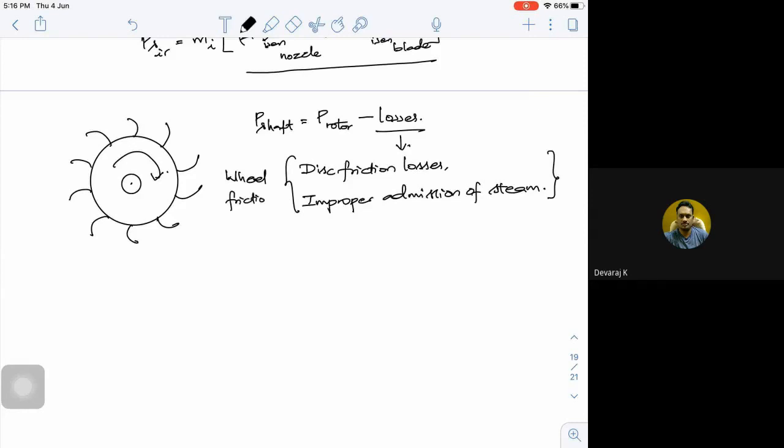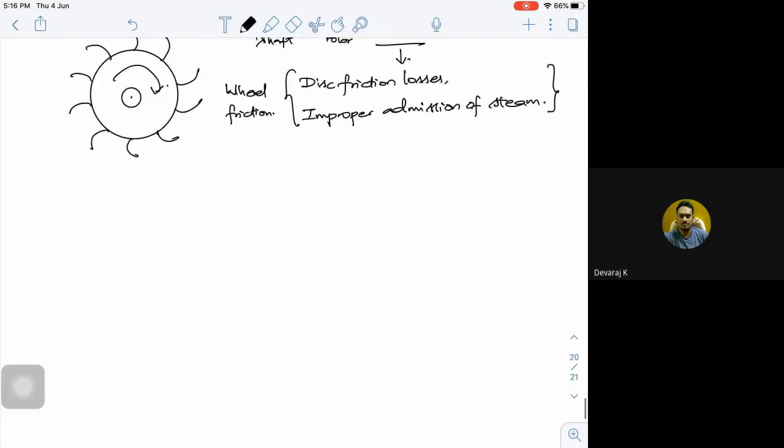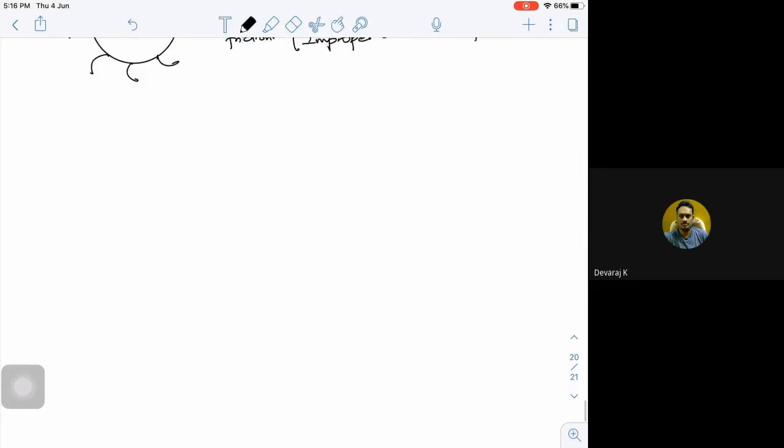Okay, the shaft power will be equal to the rotor power minus your wheel friction losses. So this becomes important for us. So this is about it. Now, once we know about this, we need to know what the state point locus is. So it's state point locus for a single stage turbine. If I go for a multi-stage turbine, it becomes state point loci. Okay, let's look at it.